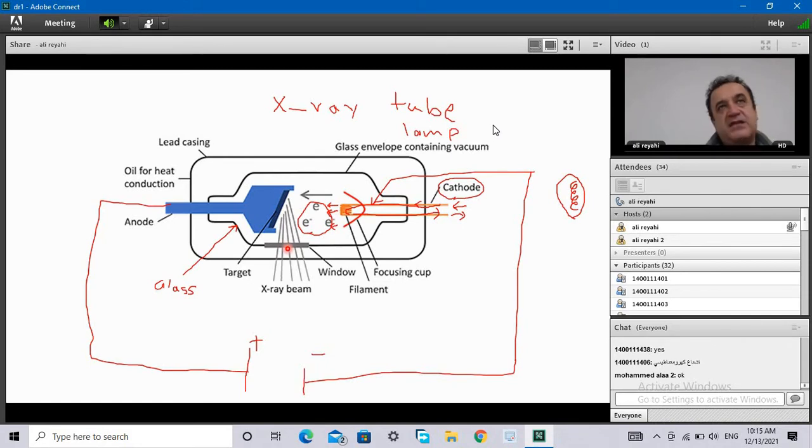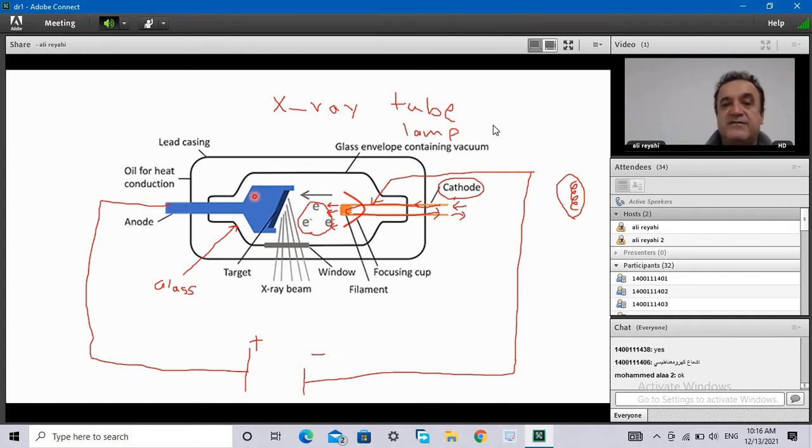So if again I ask you, please write the components or the parts of the X-ray tube. First, a glass envelope. It is a lamp, it is a tube. Second, the cathode. The cathode is a metal filament, a metal spring consisting of tungsten. It is heated, warmed by a little current to produce electrons, to release electrons.